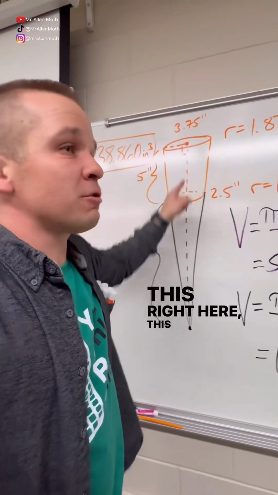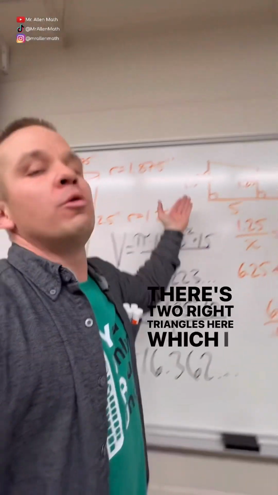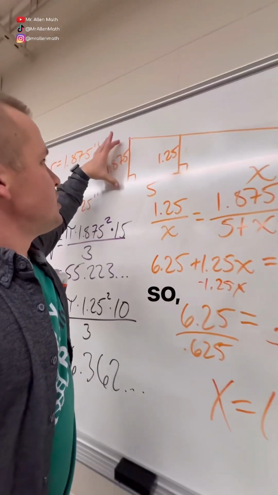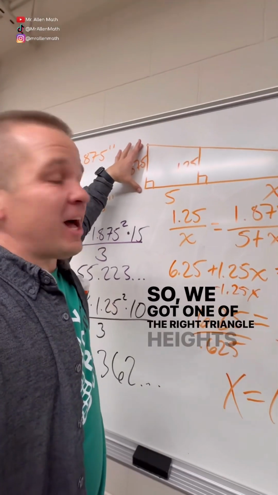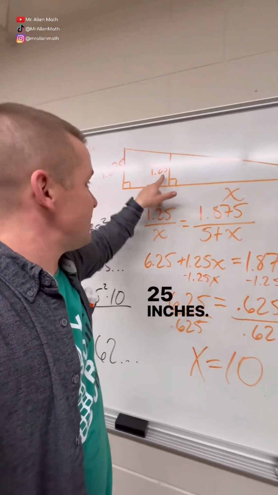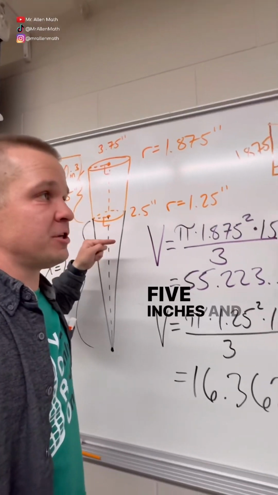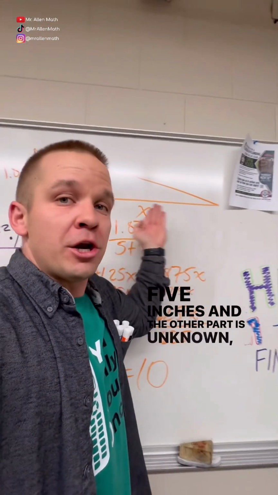All right, this right here, this cross section is actually a right triangle. There's 2 right triangles here, which I have conveniently drawn over here, okay? So we got one of the right triangle heights is 1.875 inches. The other one's 1.25 inches. The distance between those two is the height of that cup of 5 inches. And the other part is unknown, okay?